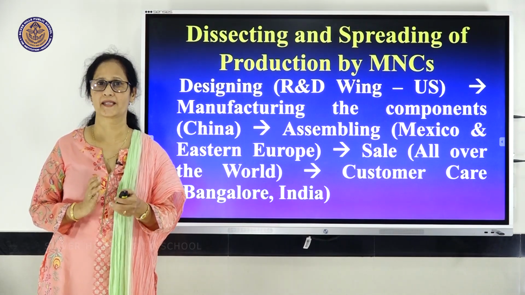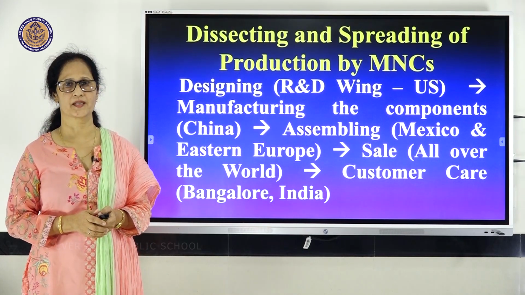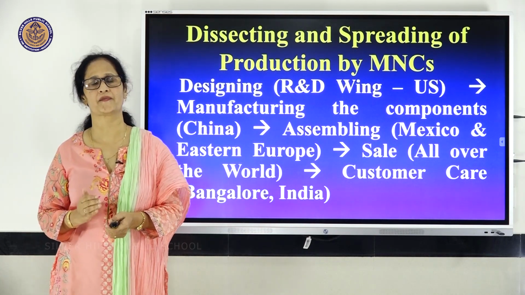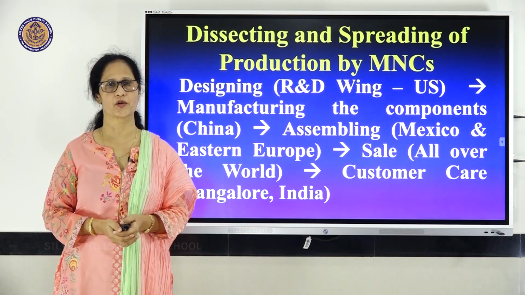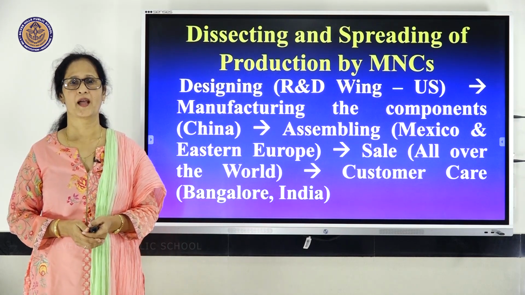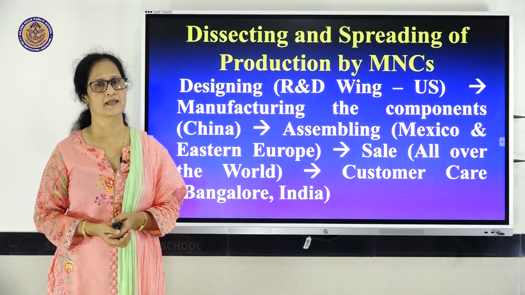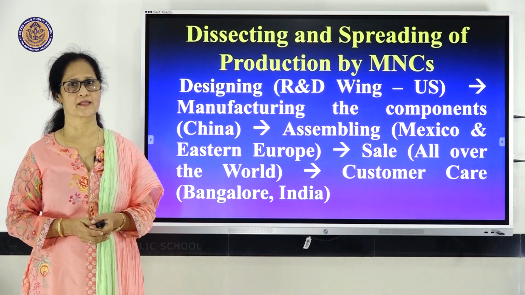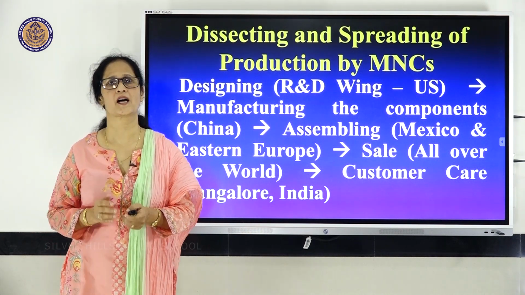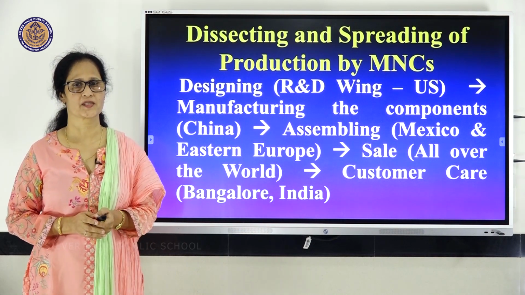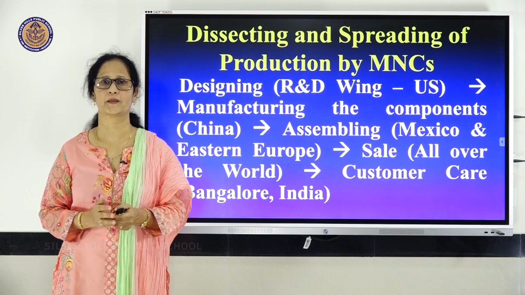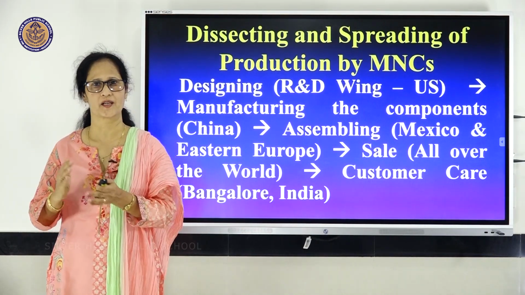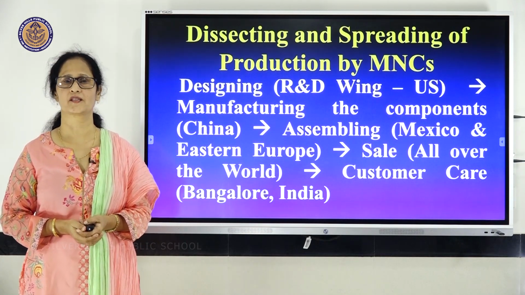I repeat, by dissecting the production process, the multinational corporations are spreading the production across the globe. The designing is done in the US, component manufacturing in China, assembling in Mexico and Eastern Europe. The product is sold all over the world, and customer care service is provided by call centers in India. By doing this, the MNCs are not just selling their finished products globally, but the goods and services are produced globally. Production process, which was a very simple affair, has become complicated and complex. The production process is dissected into smaller parts and is spread across different countries of the world.